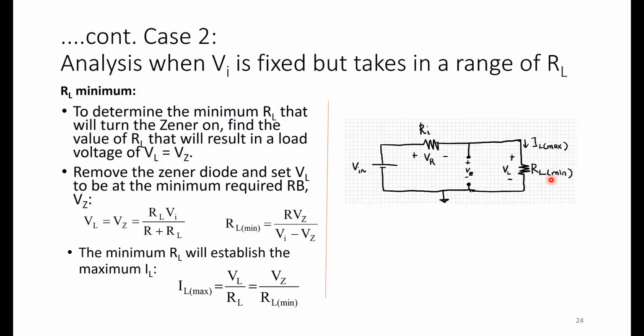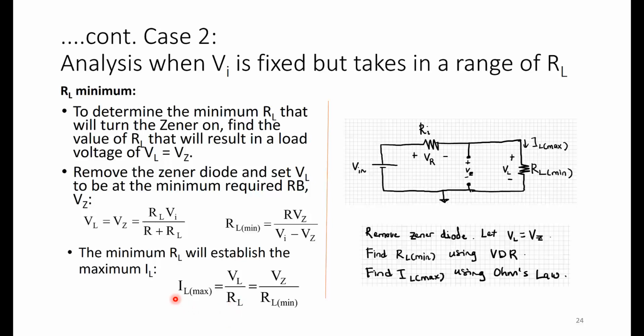The minimum RL will establish the maximum IL, because of Ohm's law: I equals V over R. If R is minimum, that means I is maximum. So we can find IL max from RL min. The procedure is: first remove the Zener diode, let VL equal Vz, find RL min using the voltage divider rule, and then find IL max using Ohm's law.